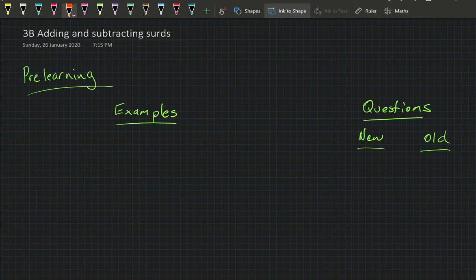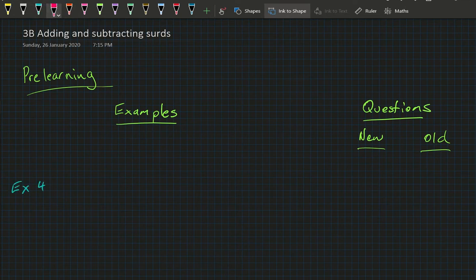Hi class, welcome to exercise 3B, adding and subtracting surds. This class will be a small extension of our first one about surds, as will the following two after this. So this means it will be a quick video, I think, but there's still a fair bit of pre-learning for you. So let me introduce the examples and pre-learning attached to that.